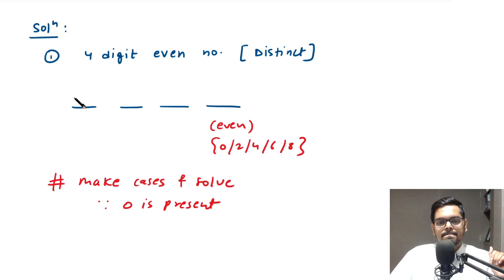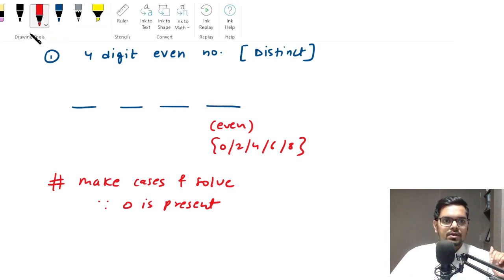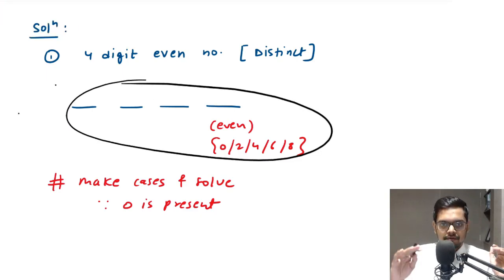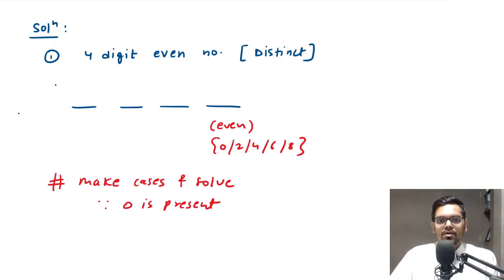Then how to fill? A lot of students say, sir, if you want to solve this kind of problem with constraints, make cases and solve. Which kind of cases? Sir, fix the position of 0 and solve. In the class we have done similar kinds of stuff. So yes, make cases and solve.